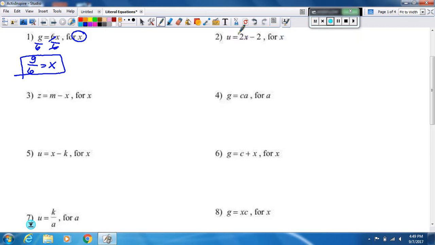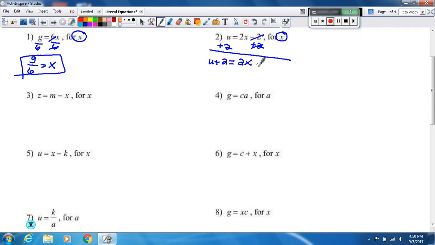For the next one, it's more than just a 2x. There's something extra. So if you take your finger and cover up the 2x, it tells you what you need to deal with first. We have to get rid of a negative 2. You always get rid of things by doing opposites. So the opposite of negative 2 is positive 2. So I'm going to add 2 to each side. So u plus 2, you can't put those together because they are not like terms. So all you can do with that is write it down. Bring down the equals, 2x. Opposites cancel. And again, we are solving for x for this one.